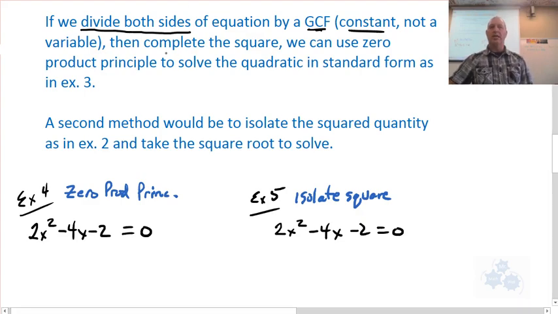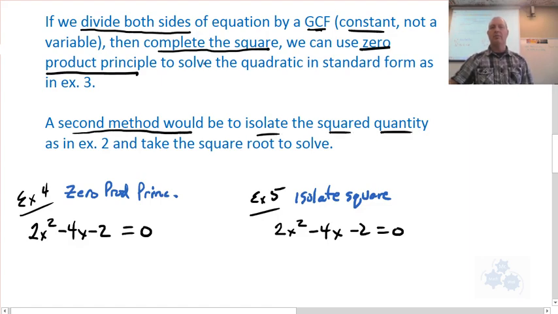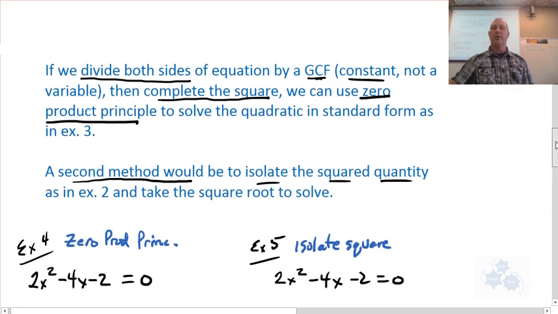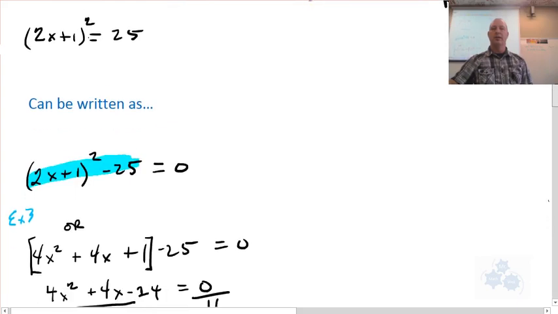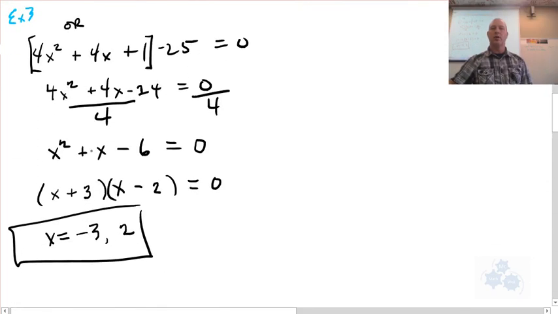Then we can complete the square, or we can use the zero product principle, just like we did in this last example. The second method would be to isolate the squared quantity, and that comes with the completing the square part. So I'll show you the two different methods here. In example 2, we solved, so this is example 2 back here. So you could solve from this stage, or you could solve by completing the square and factoring or whatever.